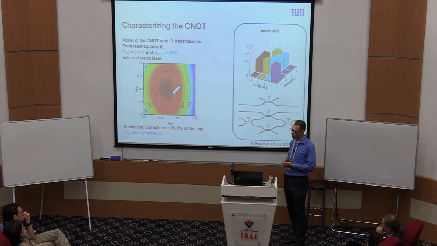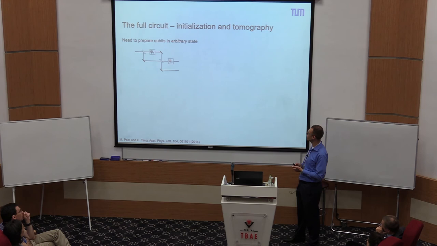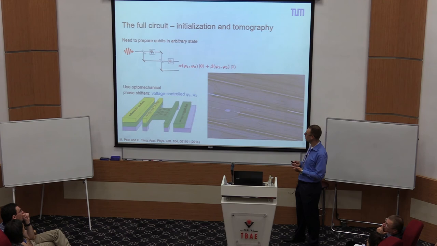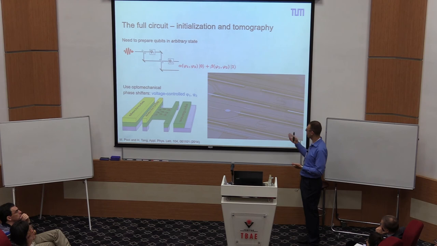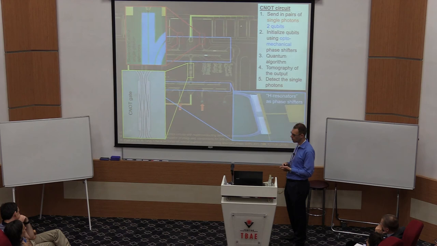So of course, now we have the CNOT. We need to do the initialization in arbitrary states with a network that looks something like this. I've already told you we are going to implement that using our optomechanical phase shifters, where we can now use voltages to control these phases, thereby these coefficients for the qubit. And then there are, in principle, 8 of these resonators in a single device. So most of the things we already understand now.